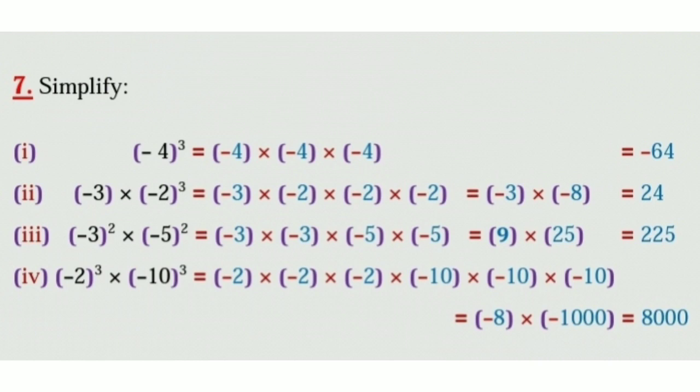Third one, minus 3 square into minus 5 square is minus 3 into minus 3 into minus 5 into minus 5, which is 9 into 25, that is 225. Fourth one, minus 2 the whole cube into minus 10 the whole cube is minus 2 into minus 2 into minus 2 into minus 10 into minus 10 into minus 10, which is minus 8 into minus 1000. Now minus minus is plus, and 1000 into 8 is 8000. So the final answer is 8000. It's clear, everyone? Very good.